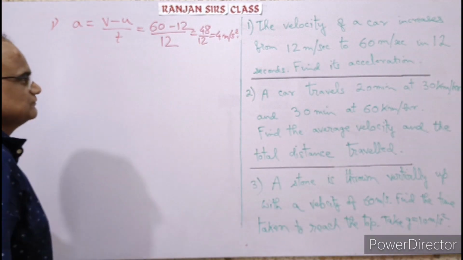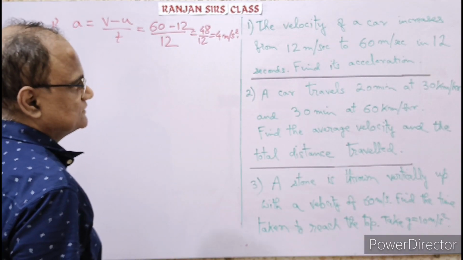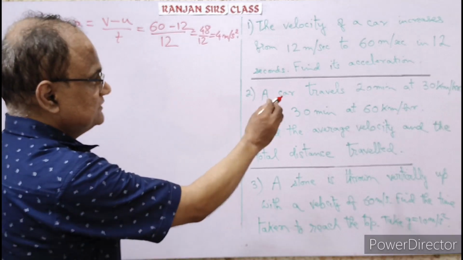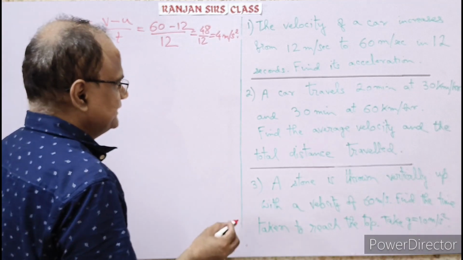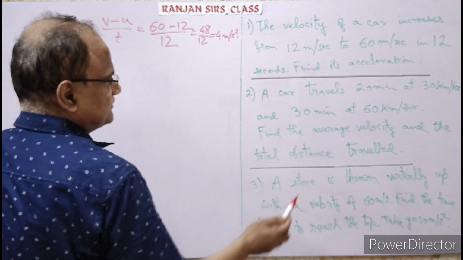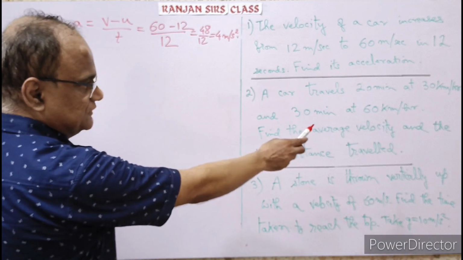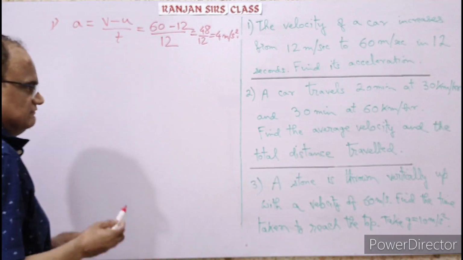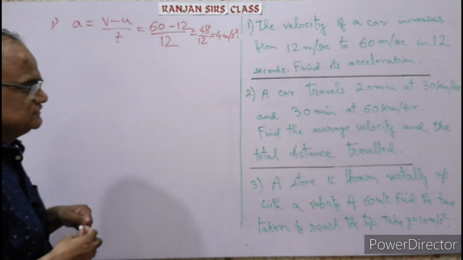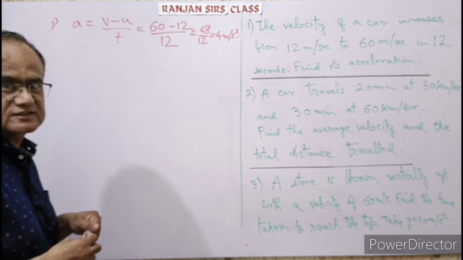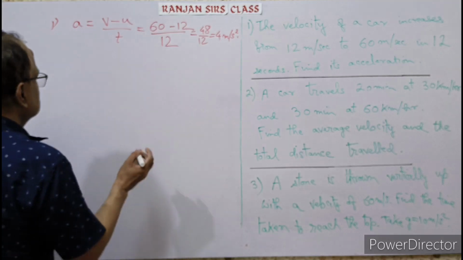Now number 2. A car travels 20 minutes at 30 kilometers per hour, then it travels another 30 minutes at 60 kilometers per hour. What we have to find is the average velocity and the total distance traveled. Do you remember the formula for calculating average velocity? Average velocity was total distance by total time. So we will use that to find.